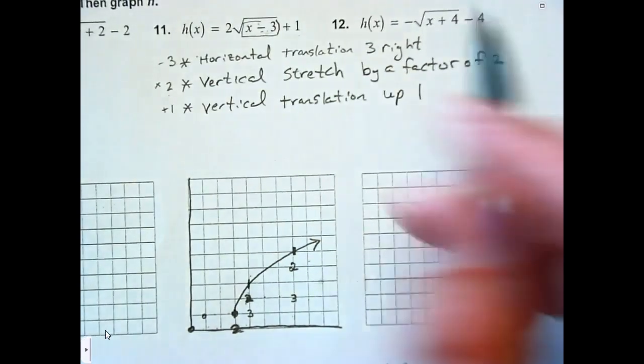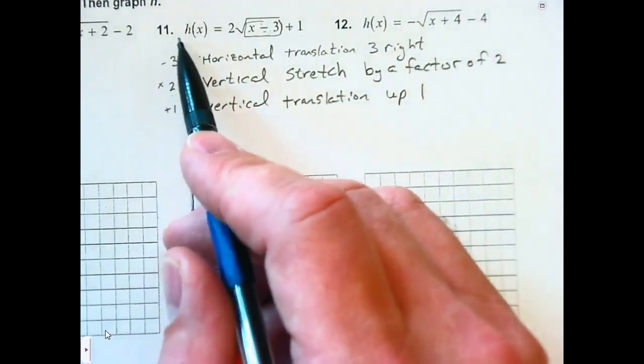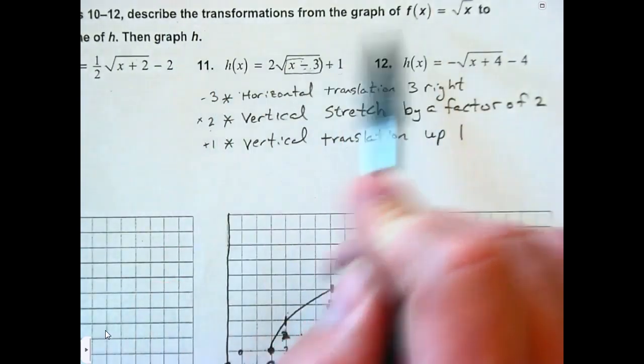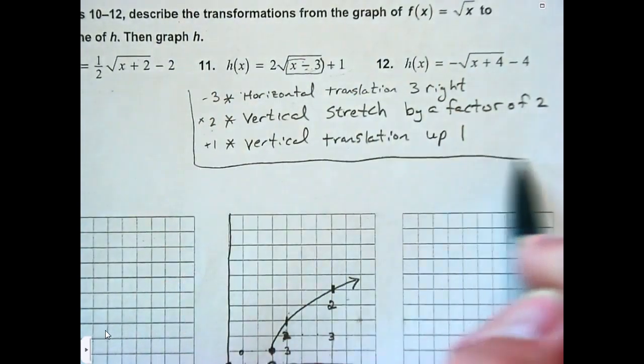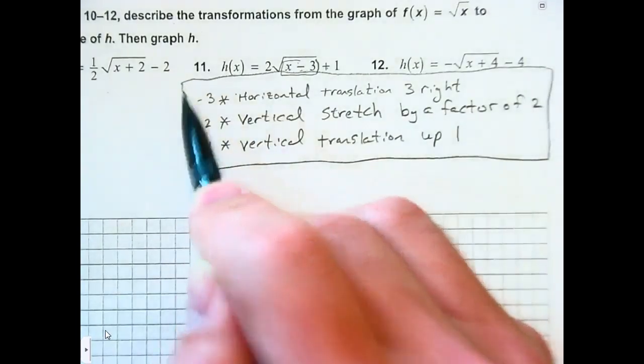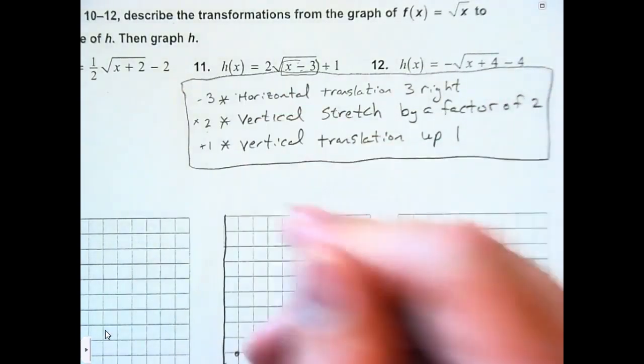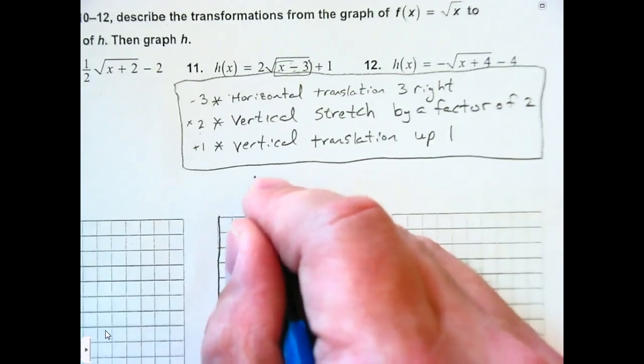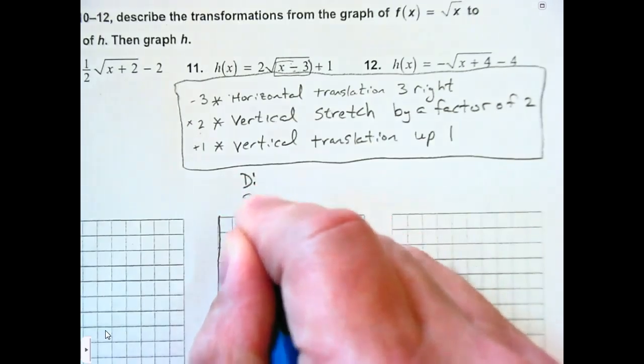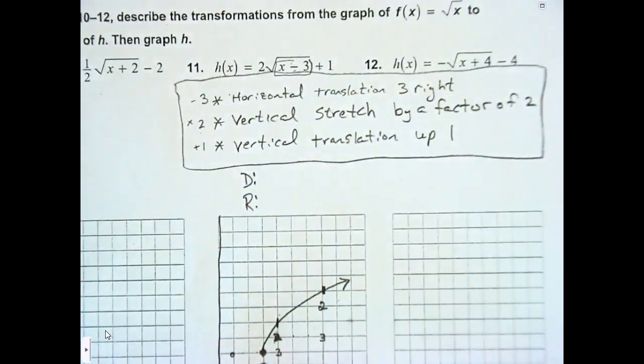Okay. Hey, the last thing. You guys notice it says describe the transformations. We did that while we graphed it. So your description's done. The last thing I want you to do, it doesn't tell you to, but I want you to list the domain and range of this. What is domain and what is range? Okay?